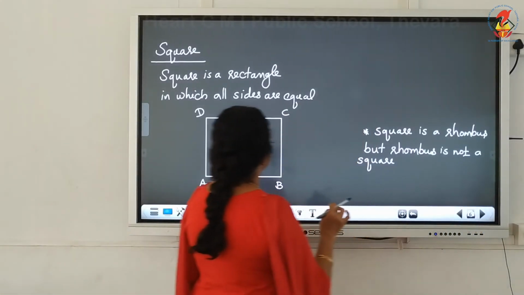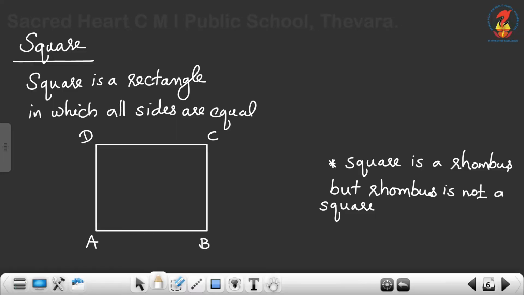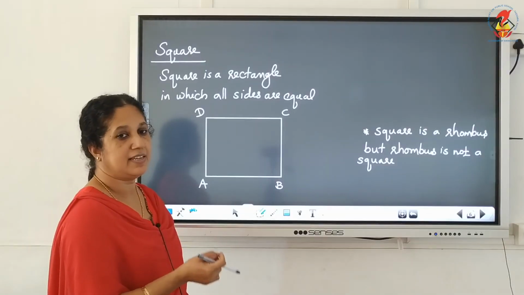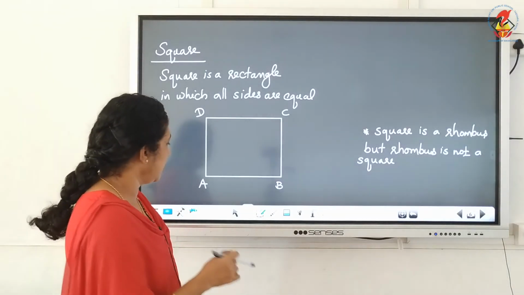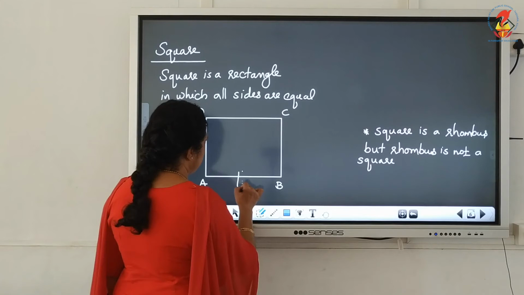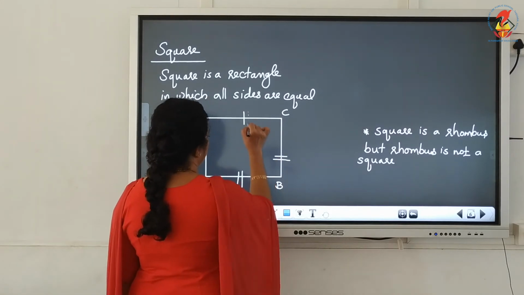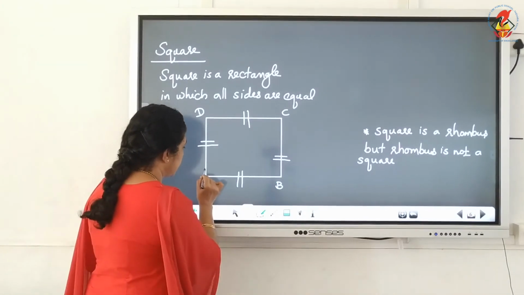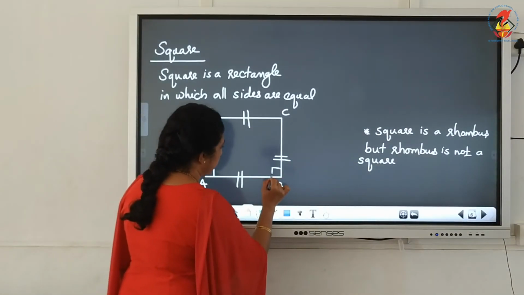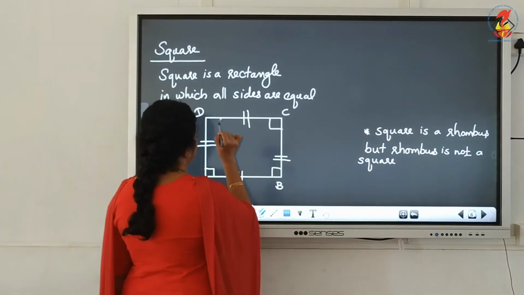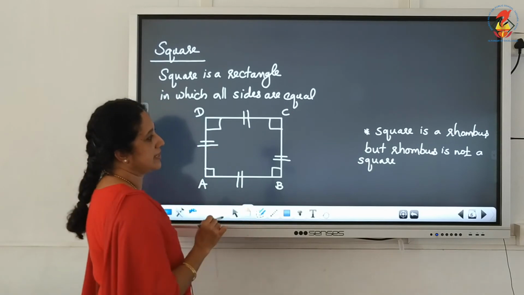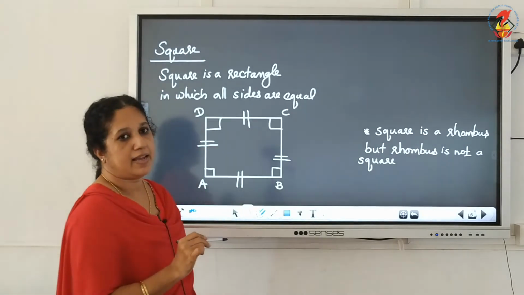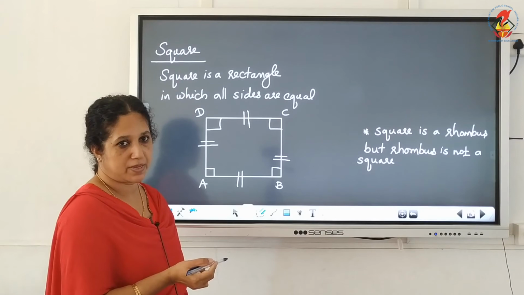Now the next one is a square. Square is a rectangle in which all sides are equal. Then we have four sides and all the four sides are equal. So it is a rectangle. The meaning is that each angle is equal to 90 degree. And we can say that square is a rhombus.